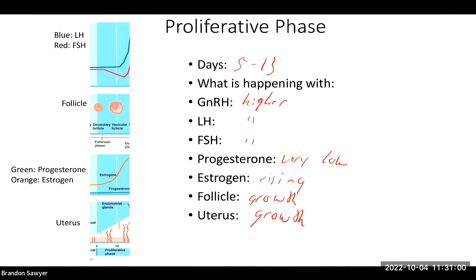We move into the proliferative phase. Proliferation means growth, so we have growth in both the follicle and the uterus here. We can see the follicle's getting bigger, heading towards that Graafian follicle. The uterus is thickening, adding blood vessels. That endometrial layer is growing, getting glands and blood vessels. GnRH, FSH, and LH are higher, they're rising here. Progesterone levels are still very low because we don't have a corpus luteum yet. Estrogen levels are starting to rise, and the bigger that follicle gets, the higher estrogen release we have. Those two things are directly connected because those follicular cells are the source of estrogen, so the more of them we have, the more estrogen release we have.